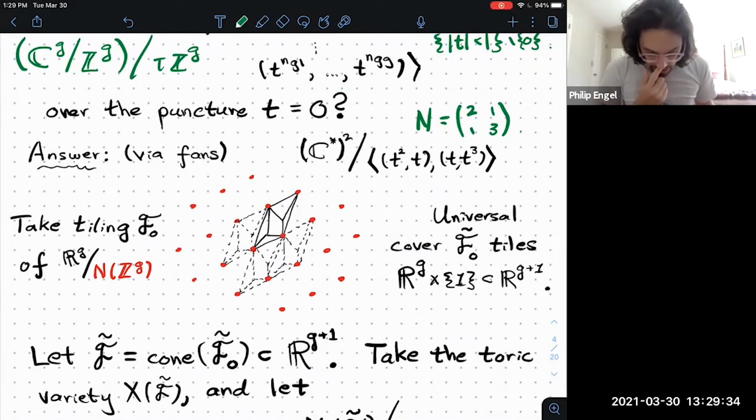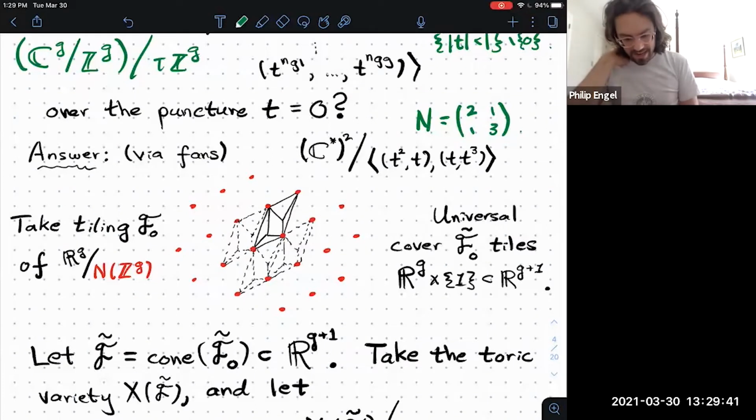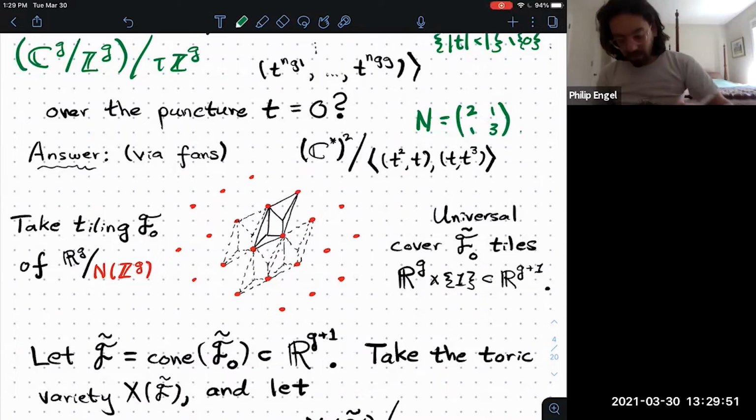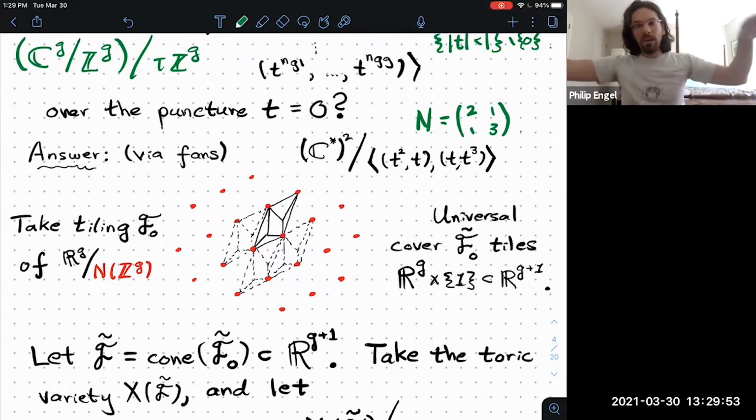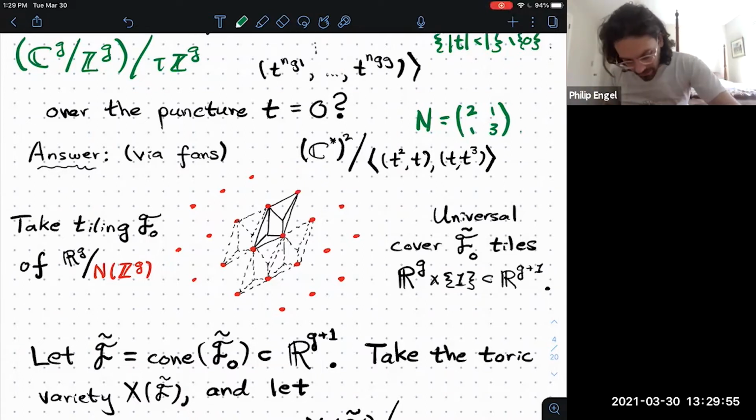And so that's sort of my tiling, and then I take the universal cover. So, I mean, this is what I'm saying here. By sort of translating it around, I get a tiling of R to the G. But I want to think of this R to the G inside of R to the G plus 1 at height 1.